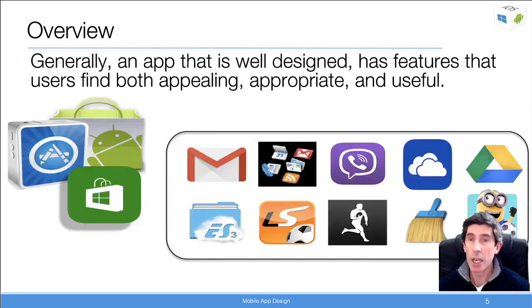Okay. So generally, an app that is well designed has features that users find both appealing, appropriate, and useful. And I've just put together some very familiar, common apps you may have installed on your own device. So just to highlight a couple there, look, we have our Gmail, this is one type of an app. We have Viber, again, another type of an app. This is one here, Executive Assistant, it's called. It's very, very useful for bringing together in one place all your emails, your texts, your messages, whatever. And I just want to show you these two here. Say, for argument's sake, Life Score and Ultimate Rugby as apps versus our Minions game.